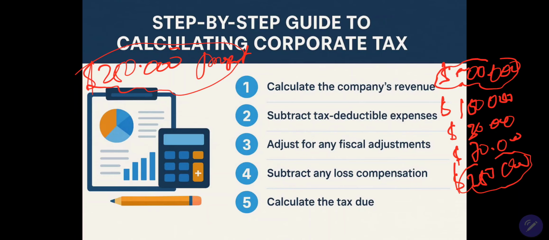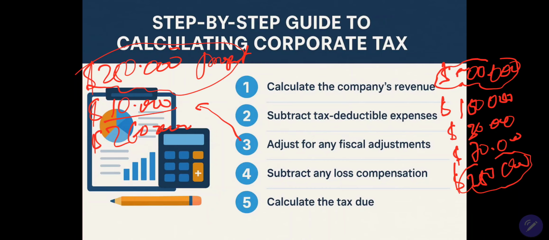I will give you an example for fiscal adjustments. For example, for entertainment, the total entertainment is $10,000. So on the fiscal profit, you add $250,000, add $10,000, and the total is $260,000. Okay.